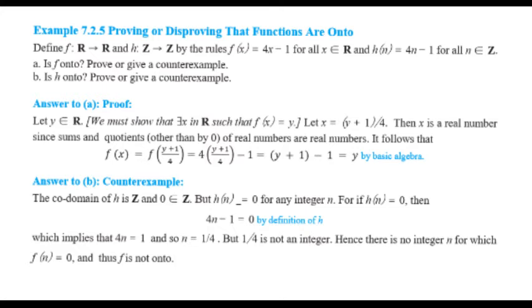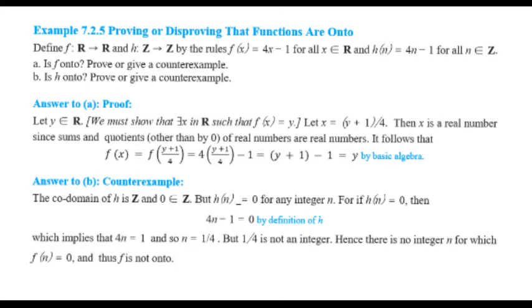Why? Because if h of n is 0, it means that 4n minus 1 is 0, correct? Because the definition of h of n is 4n minus 1. So if 4n minus 1 is 0, it means that 4n is 1 and n is 1 divided by 4. But we know that 1 divided by 4 is a quotient and it's not an integer. So there is no integer n such that f of n is 0. Basically, we can say f cannot cover 0, which is an element in the codomain.